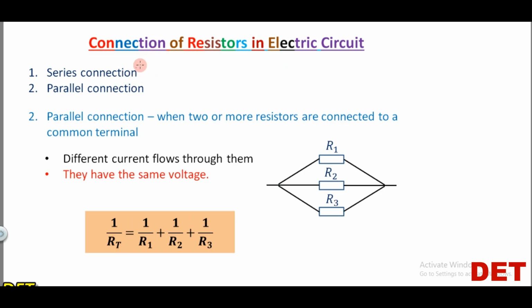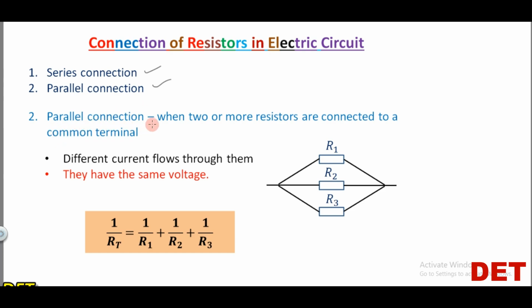Alright, so like I've mentioned before, resistors are connected in two ways: through the series connection or by parallel connection. In our previous video, we looked at series connection. Here we're going to look at parallel connection.